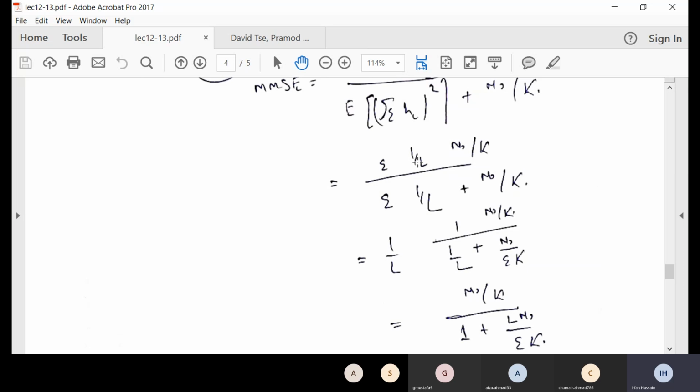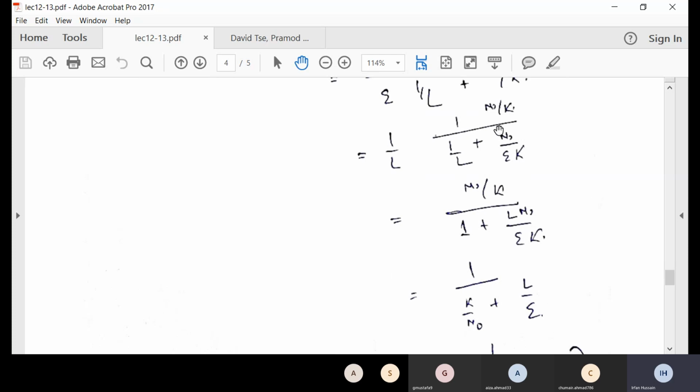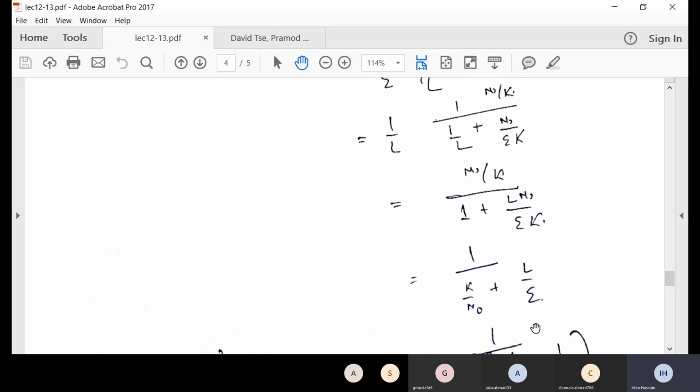Then I can take this 1 over L and write it like this. Then I can take this L inside, this becomes 1, this becomes L naught epsilon K. Then I take this N naught over K also into the denominator. This will become K over N naught, K over N naught. And K and N naught will cancel, and this will become like this.